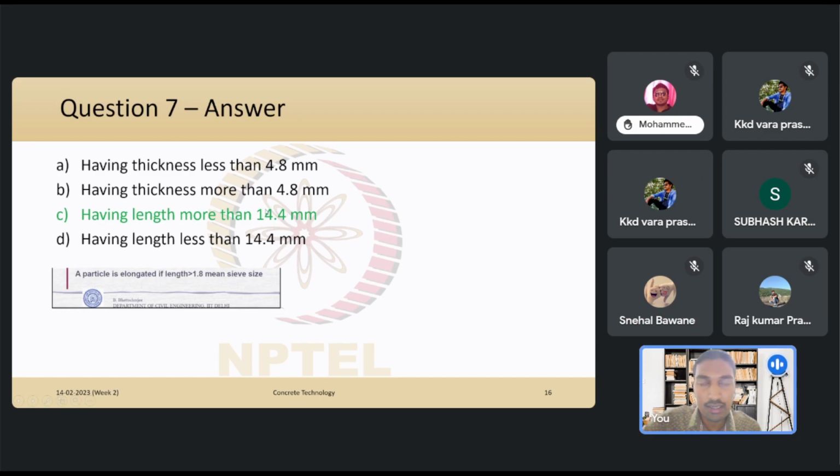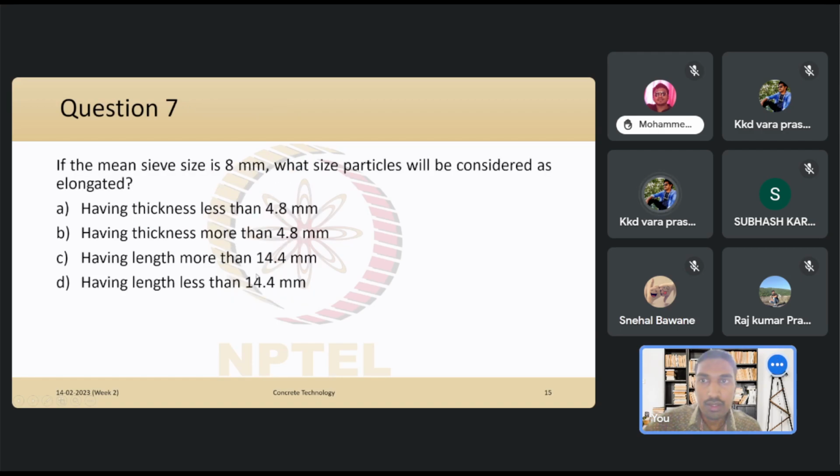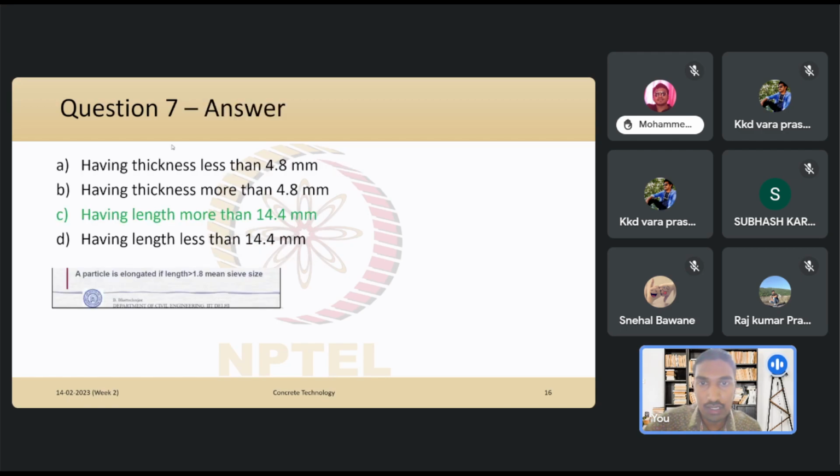So how did we get this 14.4? The criteria is that a particle is elongated if its length is more than 1.8 times the mean sieve size. The mean sieve size that we are given is 8 mm, right? So 1.8 times 8 is 14.4. If a particle has its length more than this 14.4 mm, then we call that an elongated particle. So that is the criteria: 1.8 times the mean sieve size.